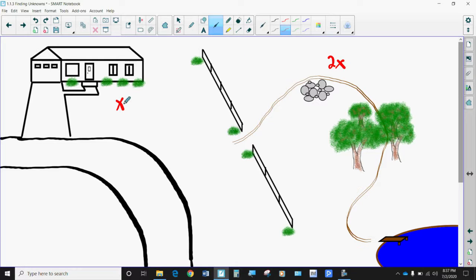So now, if we started off with 5 of them, now I have 10. If I started off with 7, now I have 14. Okay, but I don't know how much I started off with. Not yet. I mean, I kind of do, but you don't, if I were doing this for you.